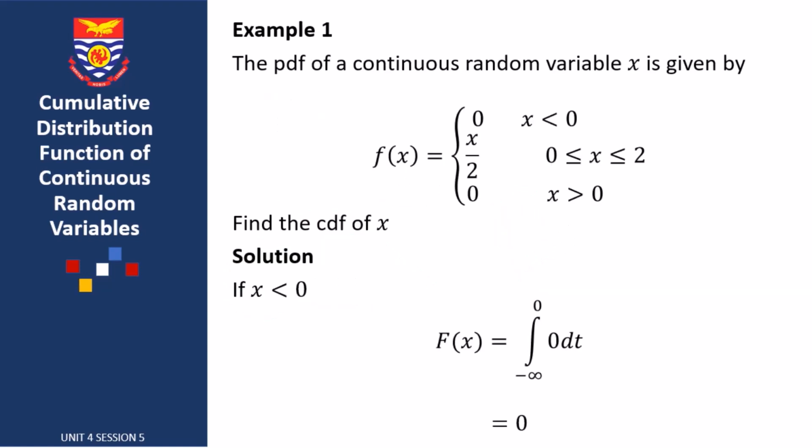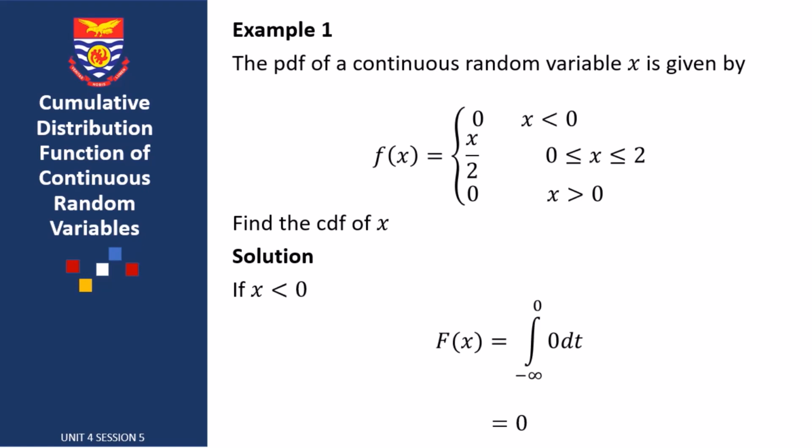Maybe let's look at an example. The PDF of a continuous random variable X is given by f of x equal to 0 where x is less than 0, x over 2 where x lies between 0 and 2, and then 0 also where x is greater than 2. So on either side, when x is less than 0 or greater than 2, the probabilities are 0. When x is between 0 and 2, we have x over 2.